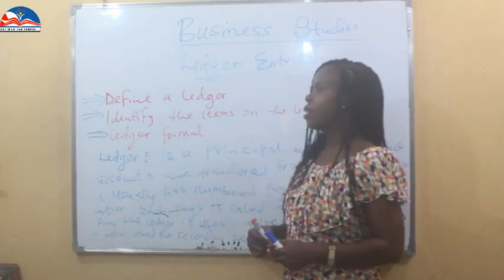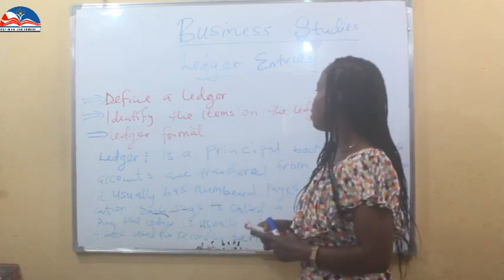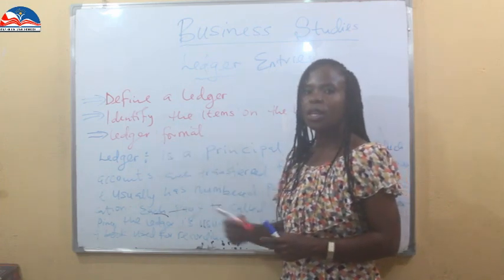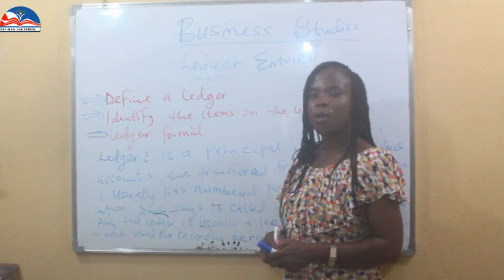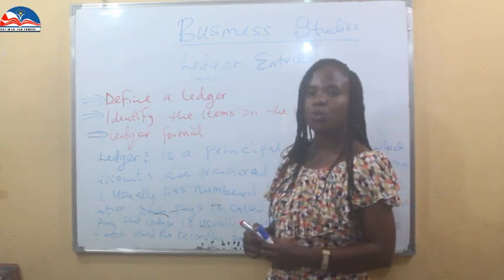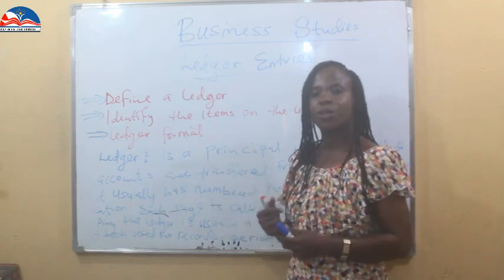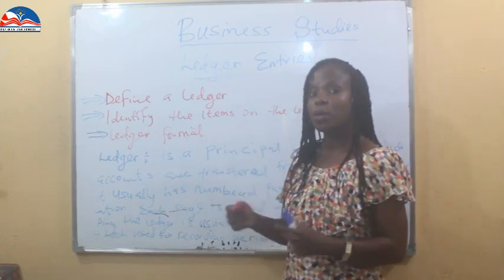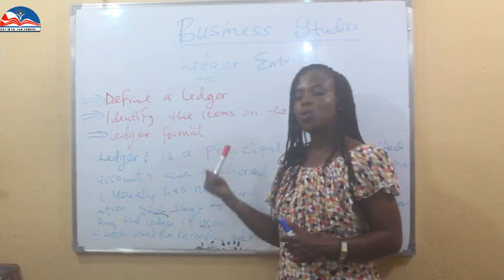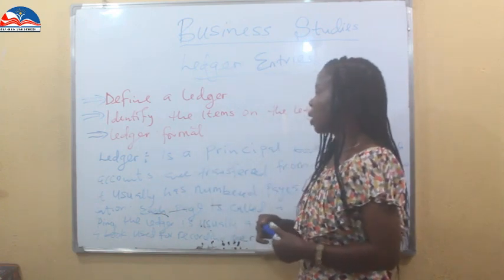We'll explain what a ledger is. We'll identify items on the ledger, and we'll take the format of how a ledger is ruled. Then in our subsequent class, we will take more entries. This class will take us about 2 classes or so to complete. What is a ledger?